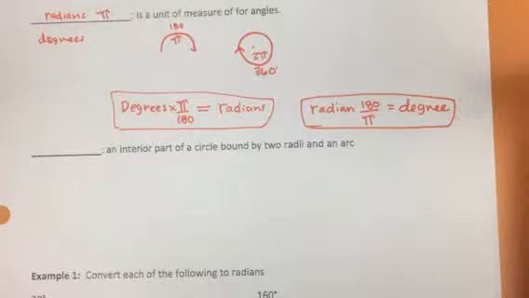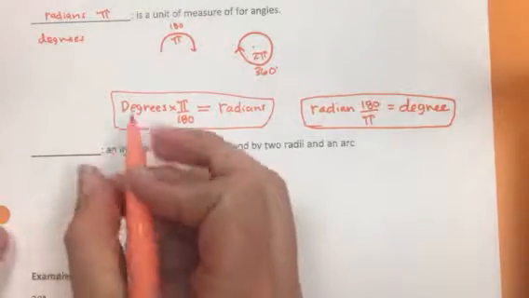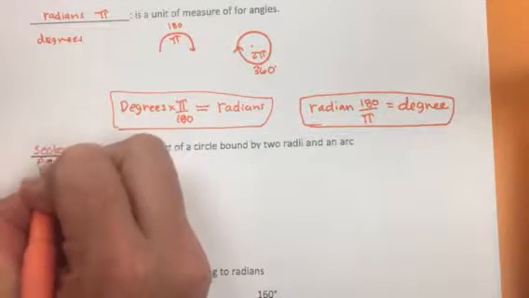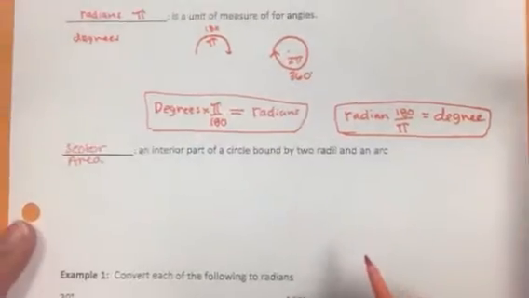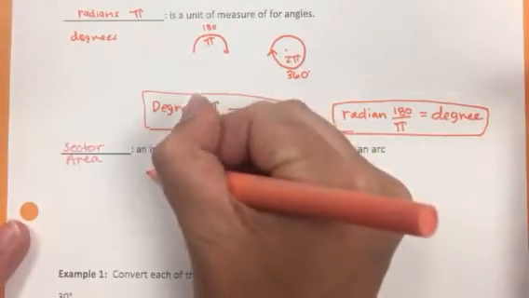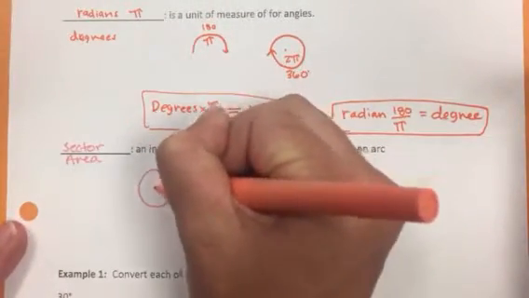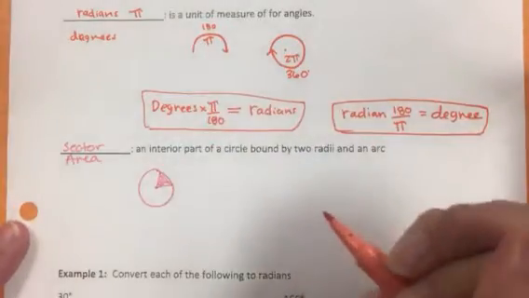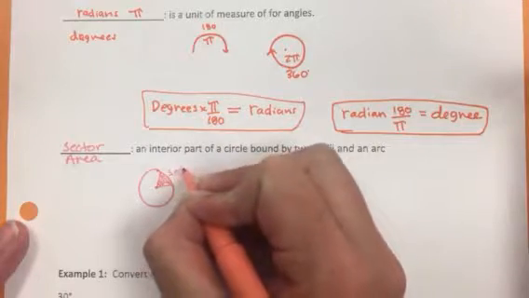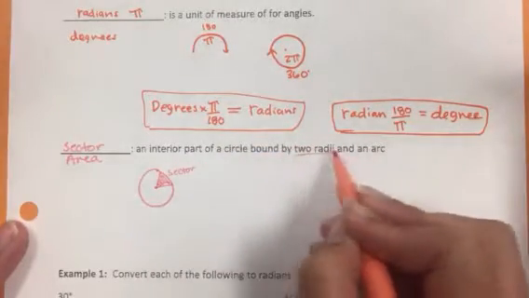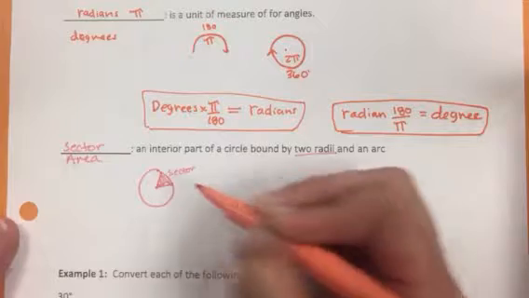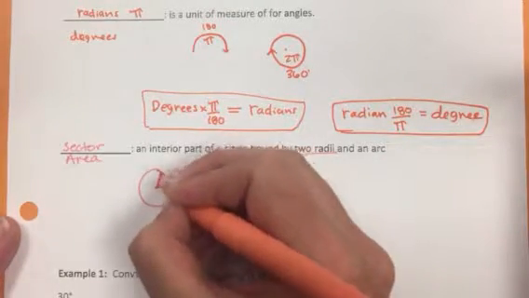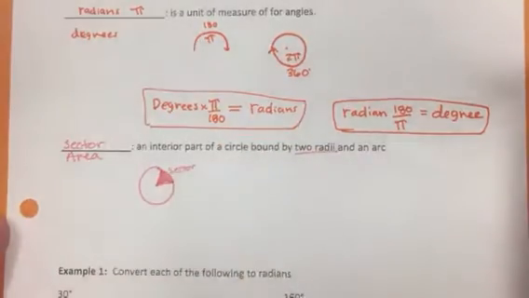Then we have sector area. So the sector of a circle is kind of like a piece of pizza. This would be considered a sector. It's created by two radii. There's the two radii and an arc. There's the arc. So that is the sector that's created.